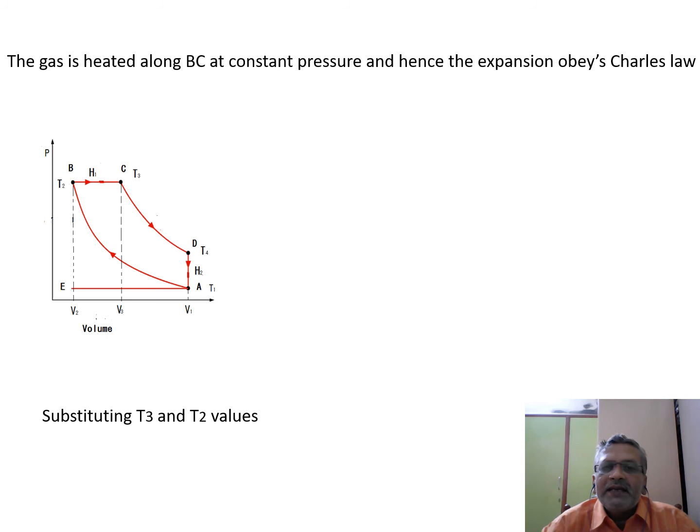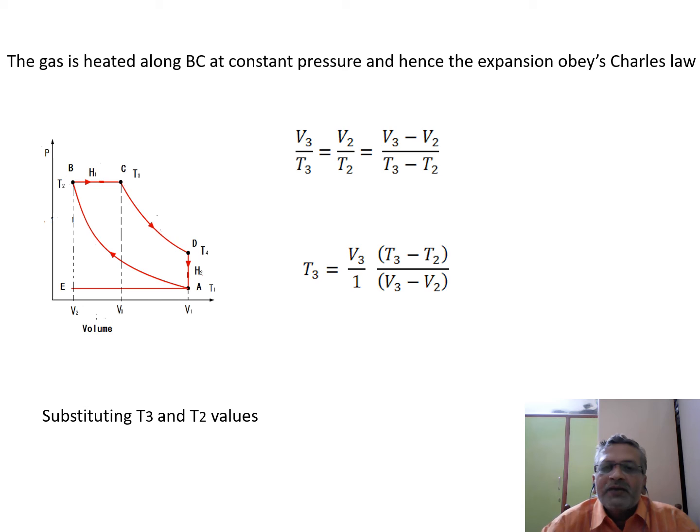The gas is heated along BC at constant pressure, hence the expansion obeys the Charles law. We know that V3 upon T3 is equal to V2 upon T2, which is equal to (V3 minus V2) divided by (T3 minus T2). So individually, T3 is equal to V3 into (T3 minus T2) divided by (V3 minus V2). Similarly, the T2 equation is given by V2 into (T3 minus T2) divided by (V3 minus V2).